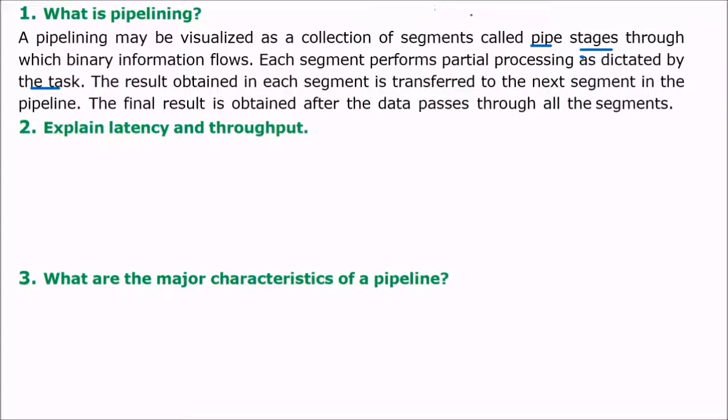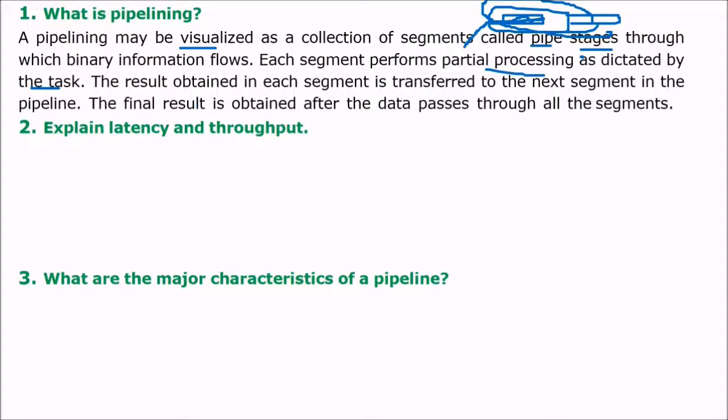So this is pipelining. You can just visualize it as a collection of segments. We can call them pipes or stages, through which data is flowing. Each segment performs a partial process as dictated by the task, and then these partial results are combined, and then the final result is obtained.